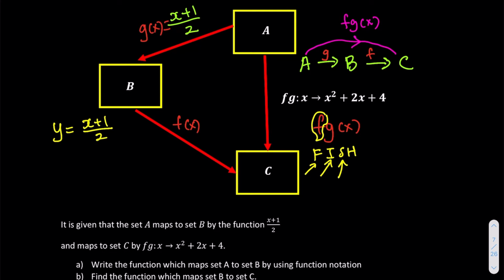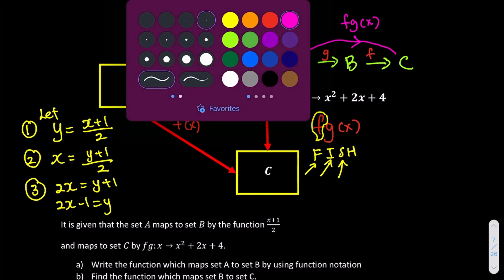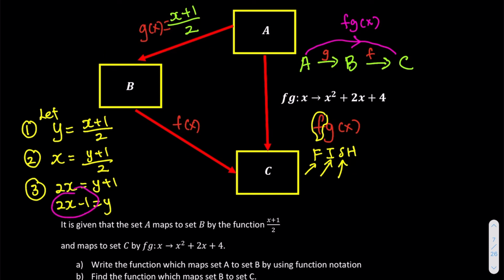Remember how to inverse again? Learn it yourself, right? So the first step is let y. The second step is change to x and y. X become y, y become x. The third step is solve for y. So we have 2x is equals to y plus 1. So 2x minus 1 is equals to y. So we know our inverse function is just 2x minus 1.